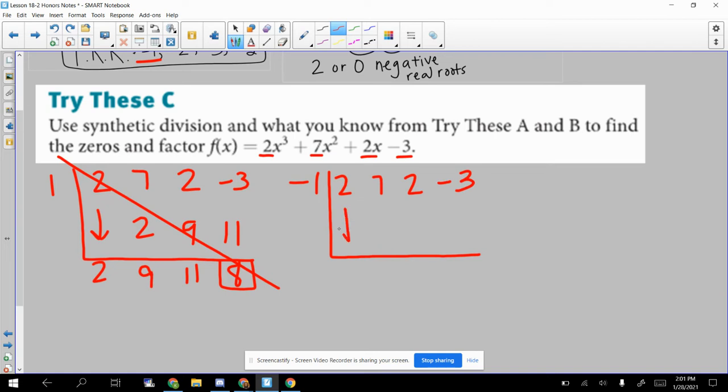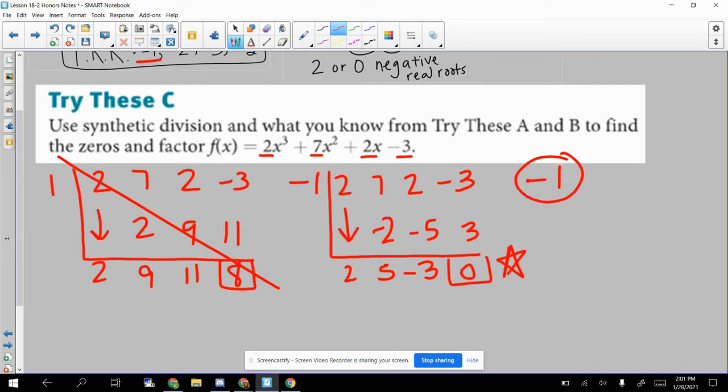Drop it down. 2, -2, 5, -5, -3, 3, 0. So we get a remainder of 0. So now we know -1 is the solution. Okay, so that's good. We put a little star maybe.